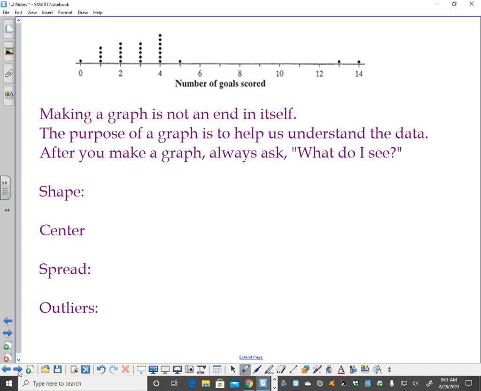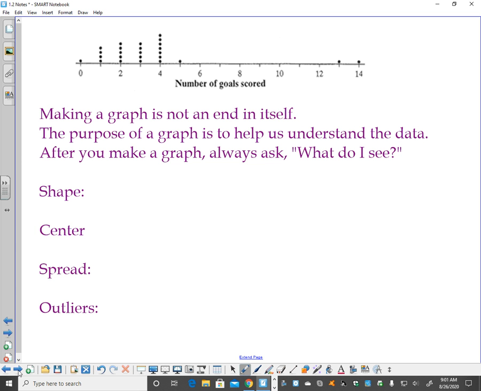In describing a distribution, whether it's categorical data or quantitative data, if it's a dot plot or a histogram or a stem and leaf, you're going to cover 4 things: shape, center, spread, and outliers. On your test and on your AP exam, they are looking for shape, center, spread, and outlier. You have to address all 4.